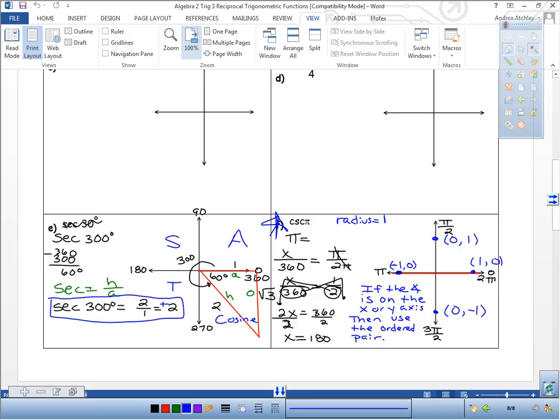Then we have to remember that the first one is cosine and the second one is sine. Okay, they're ordered pairs. So cosine, sine is that ordered pair. Okay. Cosine is first because it's first in the alphabet. Sine is second because it's second in the alphabet, just like x and y.